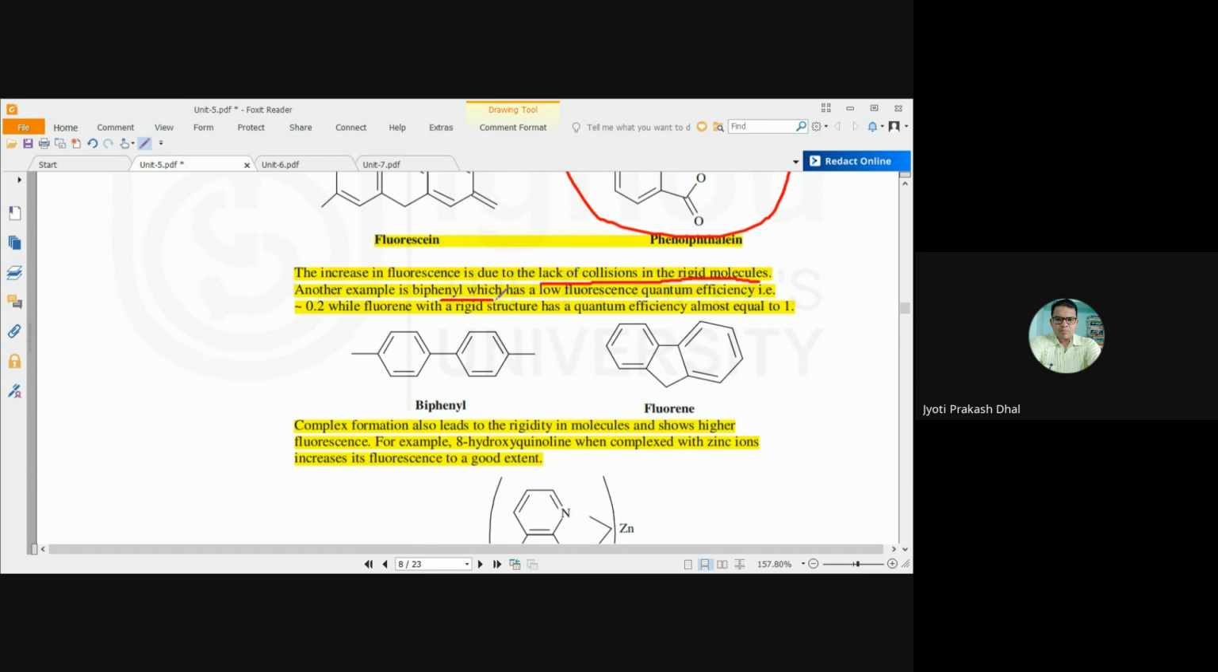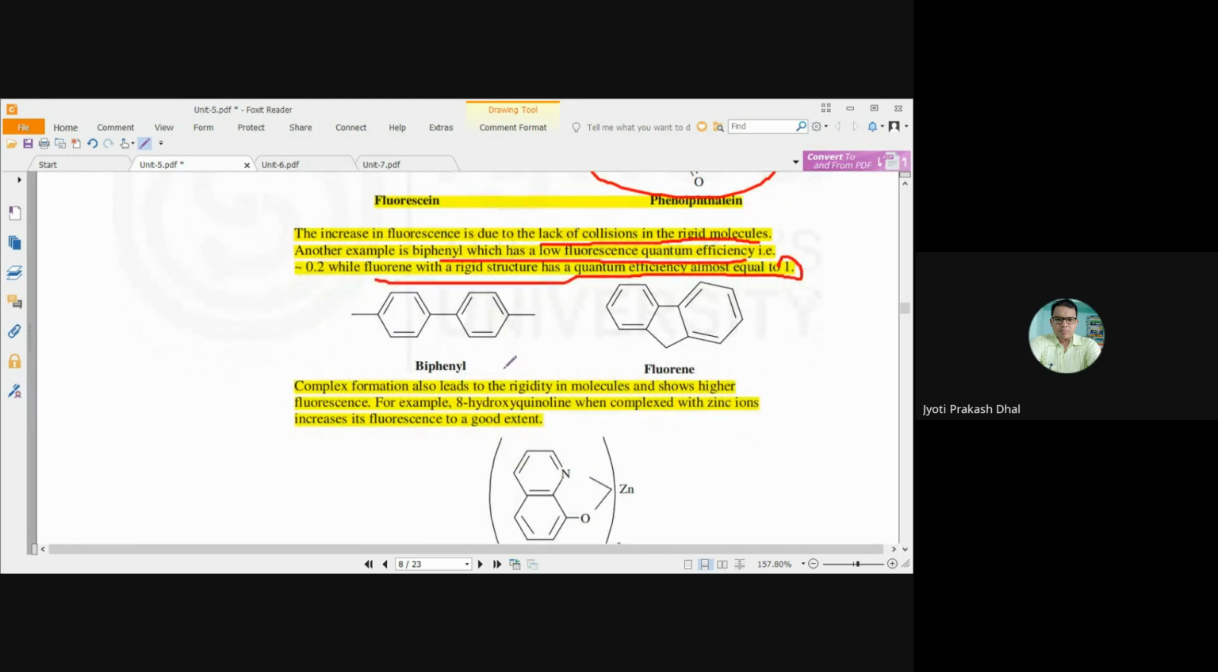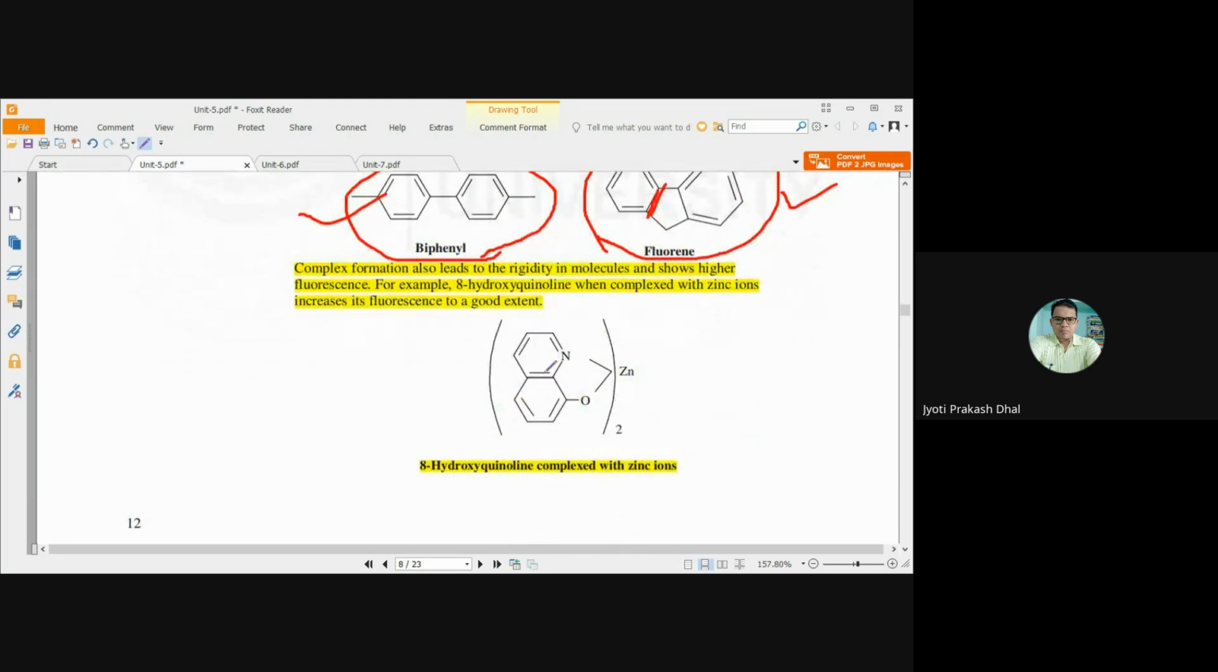Another example is biphenyl, which has a low fluorescence quantum efficiency, that is around 0.2, while fluorene, with a rigid structure, has a quantum efficiency equal to 1. So you can see, this is biphenyl, two benzene rings are there, but the fluorescence quantum yield is only 0.2. But in the case of fluorene, although two benzene rings are there, they are rigid, a fused ring structure. So that's why its quantum yield is 1. Its quantum yield is 0.2 for biphenyl, but for fluorene, the quantum yield is 1.